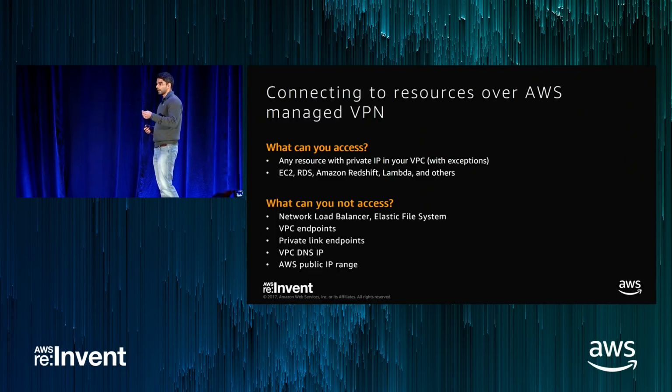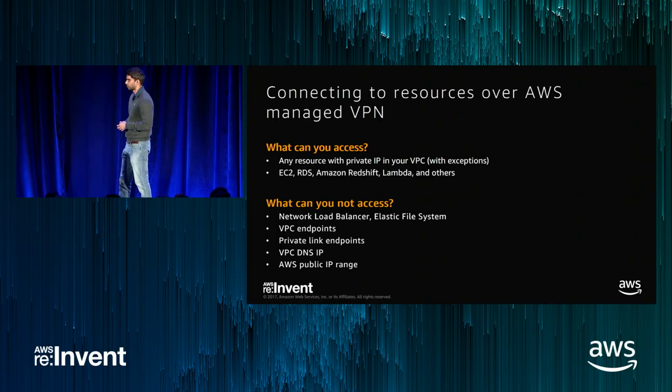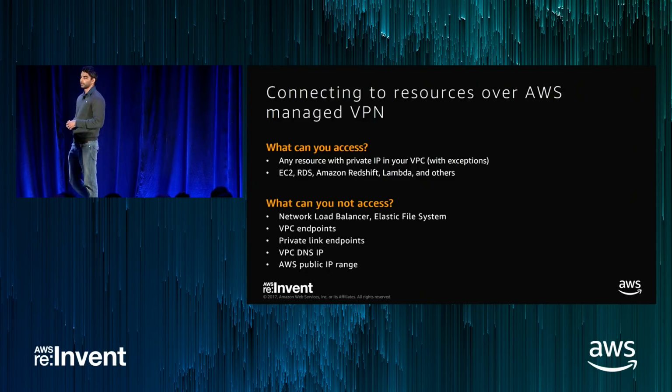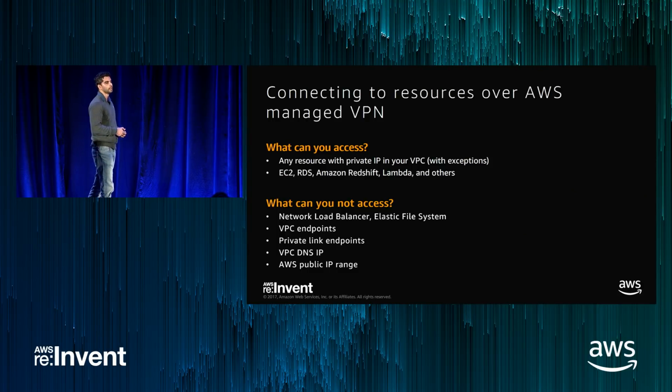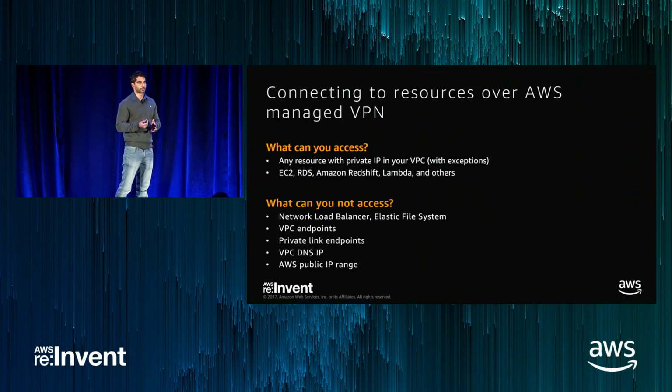The VPC's DNS, private DNS, is also not accessible. And just to be clear, this is just for the VPC and not the resources sitting outside the VPC like S3, DynamoDB, which are in the public AWS IP range.